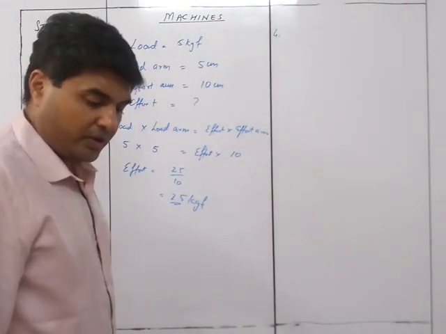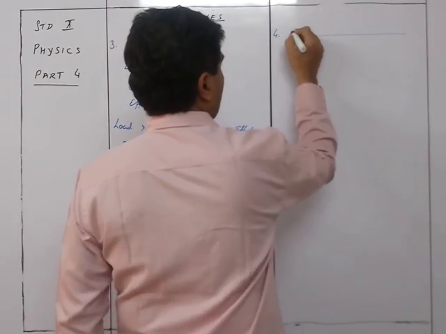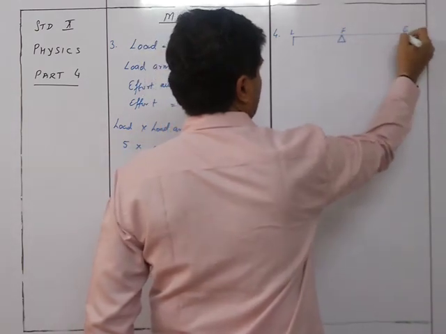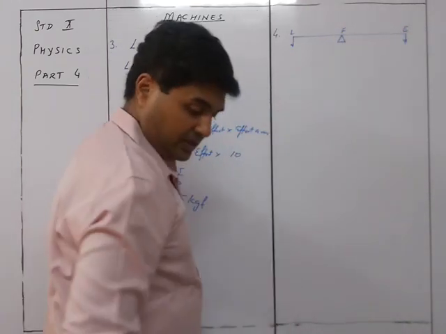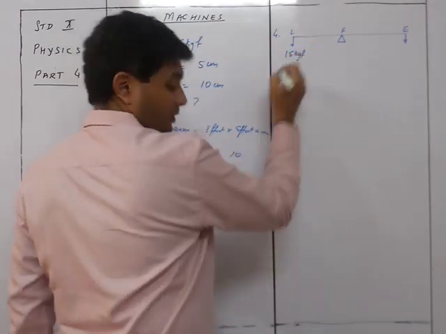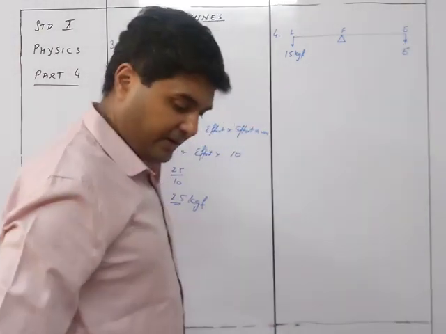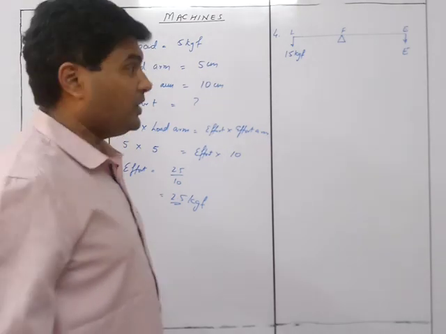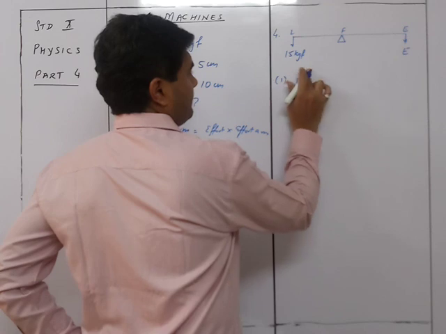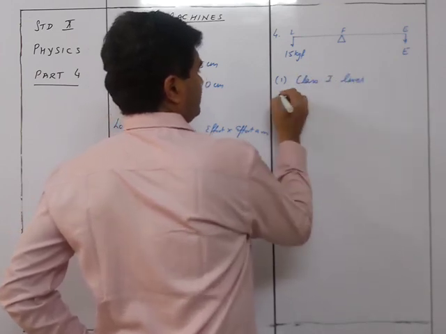Now, in sum number 4, you are given a particular figure wherein there is a load, a fulcrum over here, and the effort over here. So these are the three things. The load is equal to 15 kgf, and the effort is what we need to find out. They also ask to which class of lever it belongs. Since the fulcrum is in the middle, it is a class 1 lever. That's the first question.